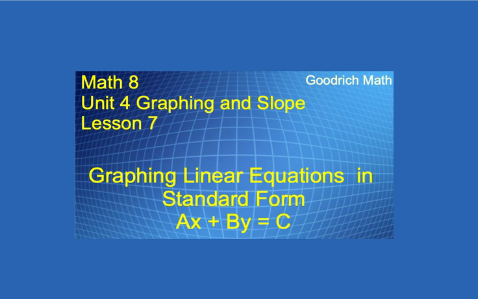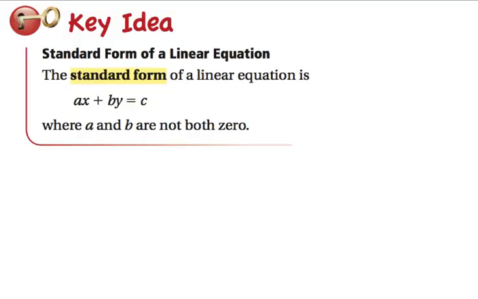For lesson 7, graphing linear equations in standard form. First, standard form of a linear equation is some number times x plus some number times y equals some number. Now a, b, and c here are not the same as the x-intercept and the y-intercept. The important thing here is that a and b are not both 0.